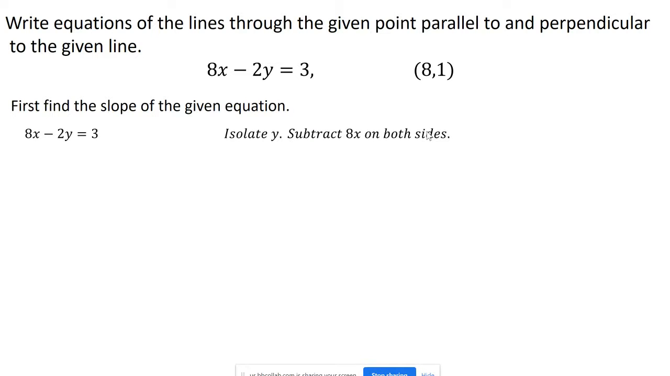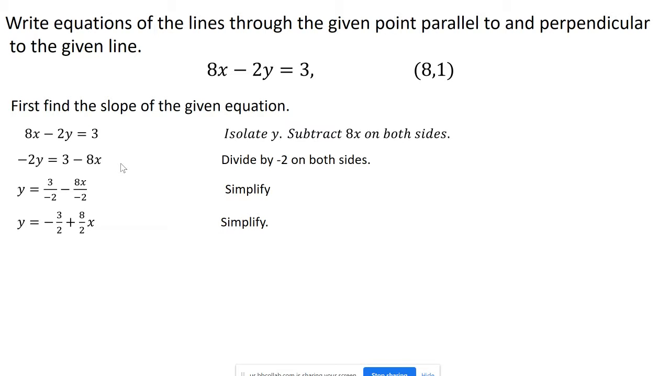So in order to find the slope, we can write this equation as y equals mx plus b. So we're gonna subtract 8x on both sides. Once I subtract 8x on both sides, then I'm left with negative 2y equals 3 minus 8x. So our goal is to isolate y, so I can divide by negative 2 on both sides. And then we're gonna simplify. So here we would have y equals negative 3/2 plus 8 over 2 x. And the reason it's a positive is you have a negative times a negative would be positive.